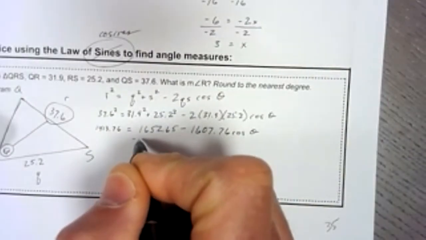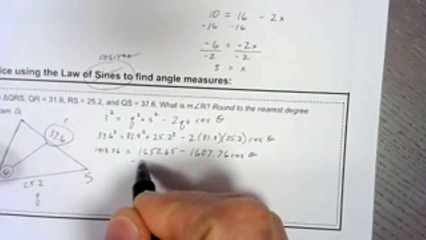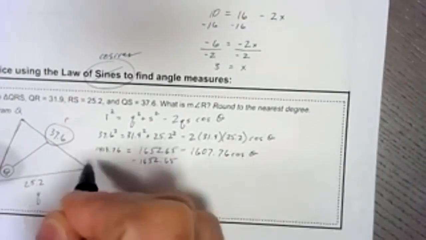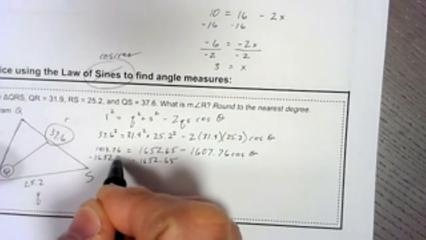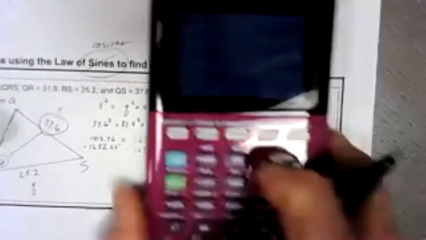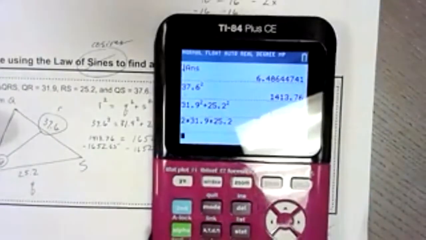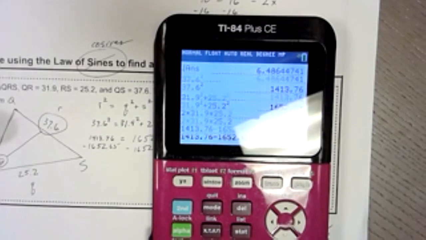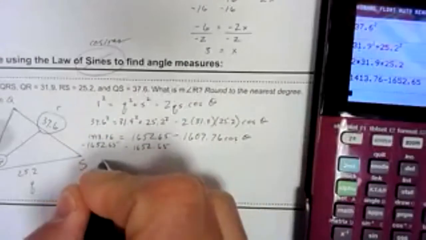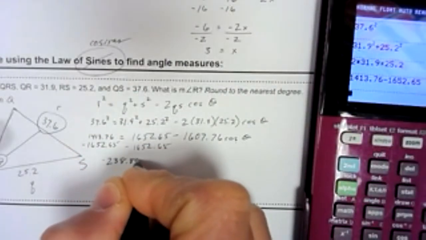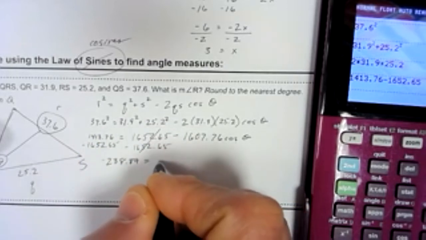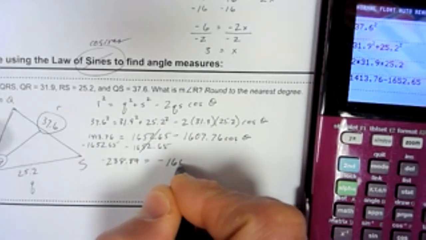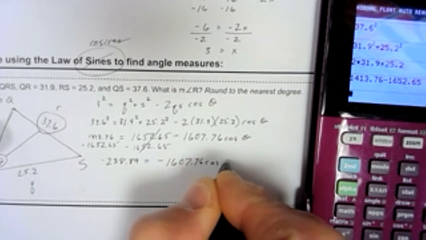All right, so just like we subtracted 16 up here, we're going to subtract 1652.65 from both sides. I'm going to use my calculator for sure. So that gives us 1413.76 minus 1652.65. Gotta be careful. Okay, -238.89. -238.89 equals, this cancels out, that goes away, and I can't forget my negative, 1607.76 cosine of theta.